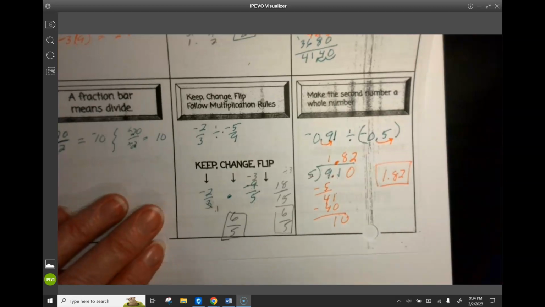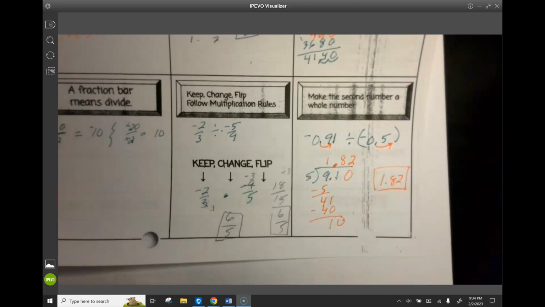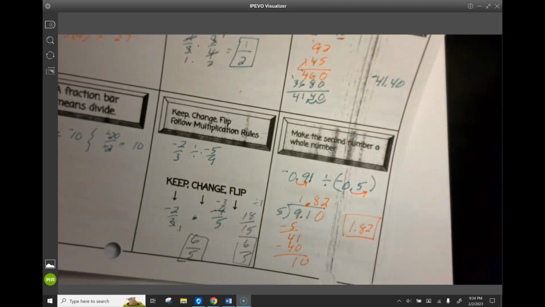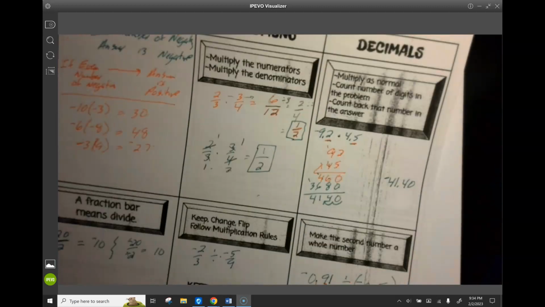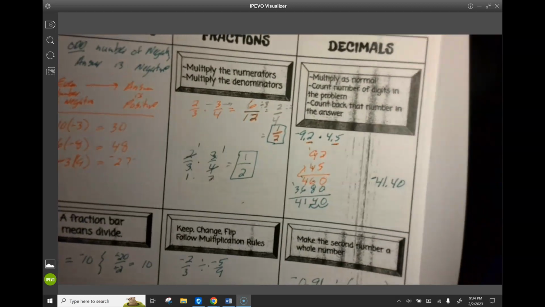Okay, good. So you get an idea. This does not cover everything. Look back at your notes. Look back at your yellow packet too, because that will go through what you need to do.